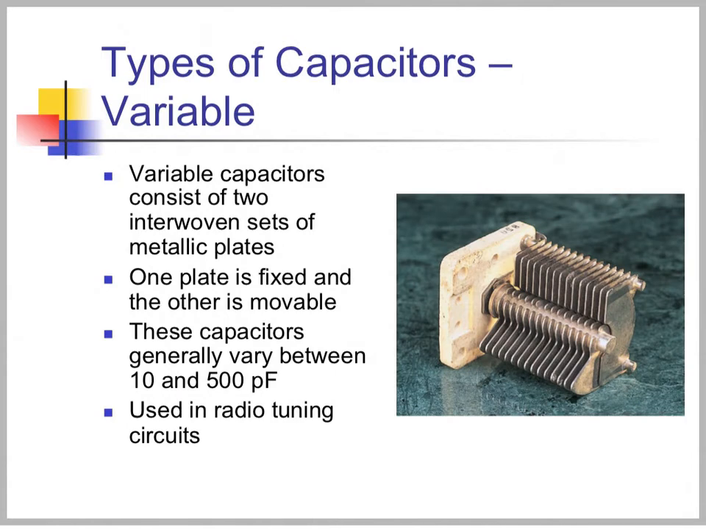And finally, a variable capacitor. The picture here shows a variable capacitor that is just two interwoven sets of metallic plates. One set is fixed and the other rotates. By rotating one set of plates into the other, I can change the area of the plates that are opposite each other. Those capacitors typically can vary between maybe 10 and 500 picofarads. They're used a lot in radio circuits for tuning.